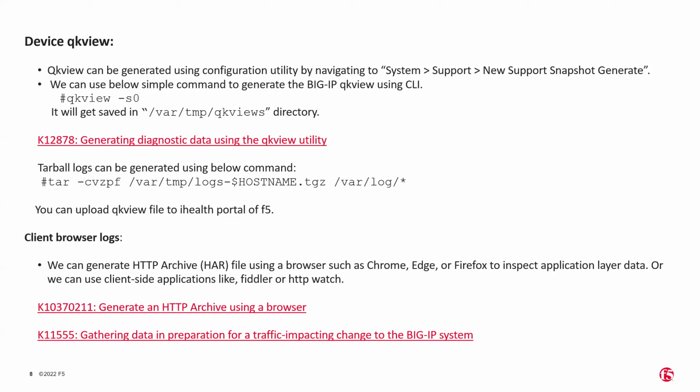If you want to generate the QKView from the CLI, you can use the basic command qkview, or qkview -s0 also works. This will generate the QKView file and save it in the /var/tmp folder. If you want to know more about the filters, even with qkview we have some filters available, if you want to limit the size or skip some data. There's a generic article available for generating diagnostics data using the qkview utility. You can refer to this article and collect it.